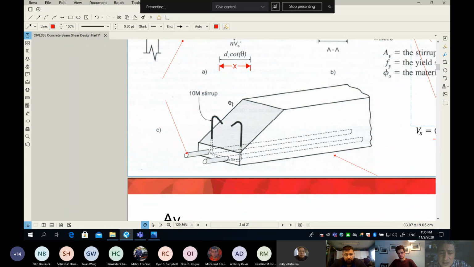We said that this beam cannot fail before your stirrup is torn here, right? So the stirrup will have to be torn here and torn here. Would you agree or disagree? Agree. Now, let me ask you, let's say this stirrup is a 10M stirrup. I'm asking you, what is A sub V?